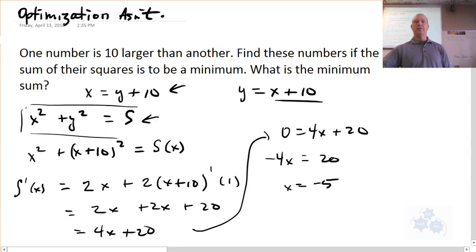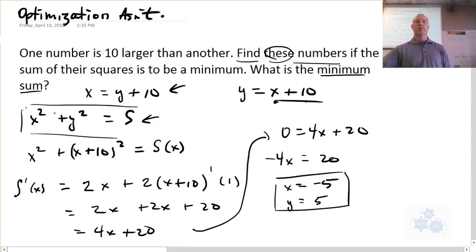Now remember, that is just one of the numbers, right? And as a matter of fact, x would be the smaller number, y would be the larger number. So you have to figure out y, because the question says find these numbers. Y is positive 5. Negative 5 plus 10 is positive 5. So these are the two numbers, but the question also asks for the minimum sum. So x squared plus y squared is the sum. And these are the values that are going to provide us a minimum sum.